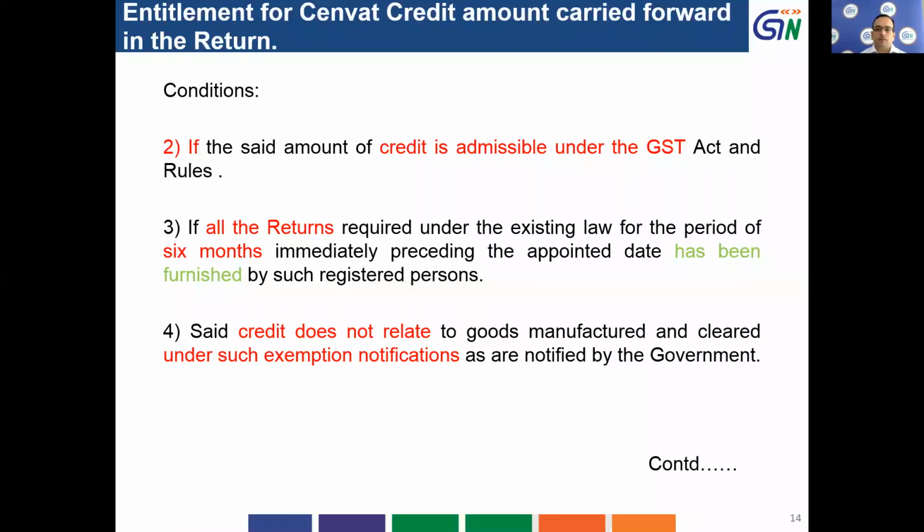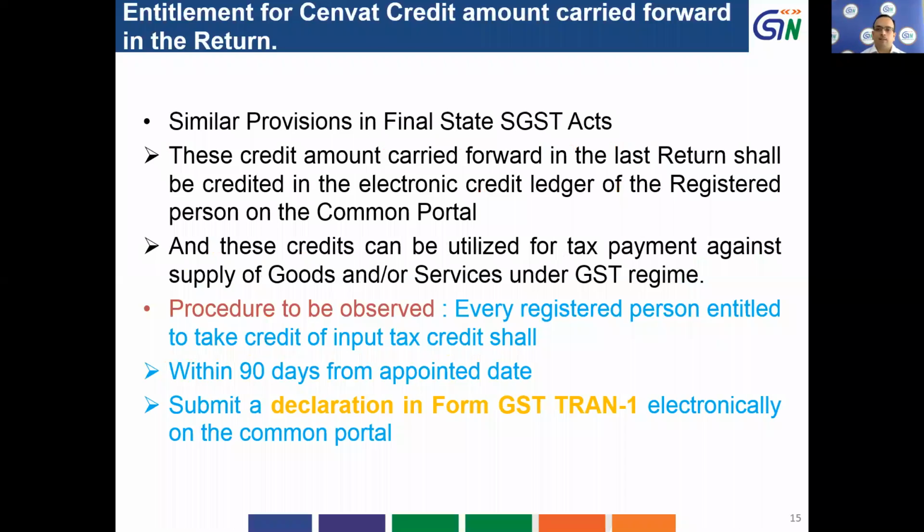And one of the conditions is that it does not relate to goods manufactured and cleared under such exemption notifications as are notified by the government. So the government is notifying certain goods, and if these are cleared under such exemption notification, then he will not be entitled to that credit. Similar provisions are being provided in the final SGST laws also.